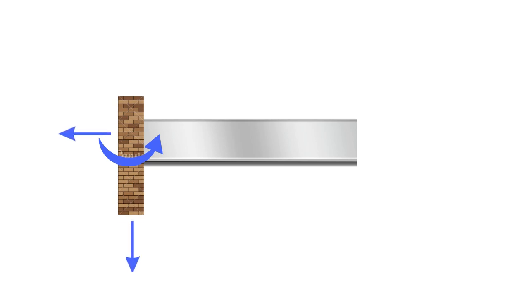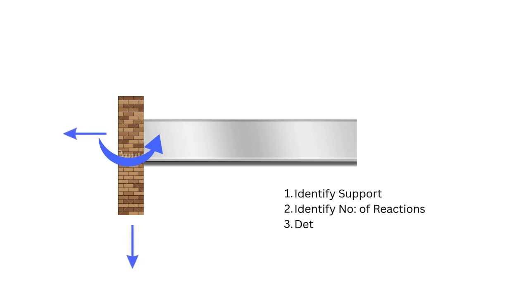In structural analysis, our goal is to determine these reaction forces. That's why we always begin by identifying the type of support and understanding how many reactions it produces. This helps us solve for the forces acting on the structure and ensure it remains stable. Supports in a structure can be either of two types. 1. External supports. 2. Internal supports.